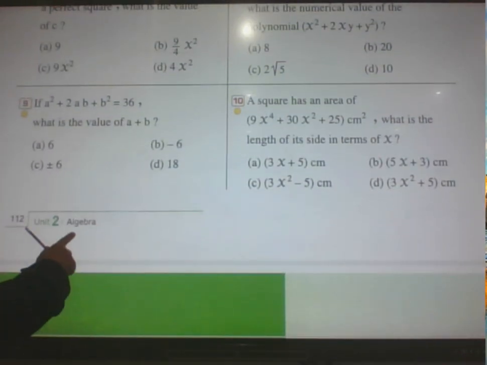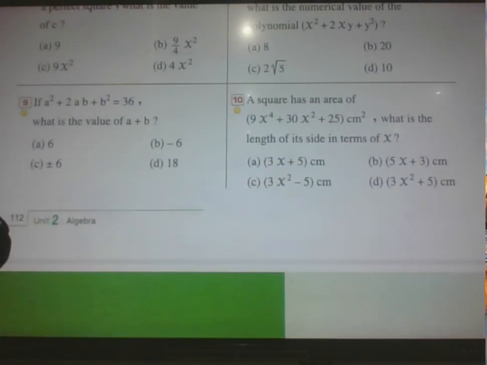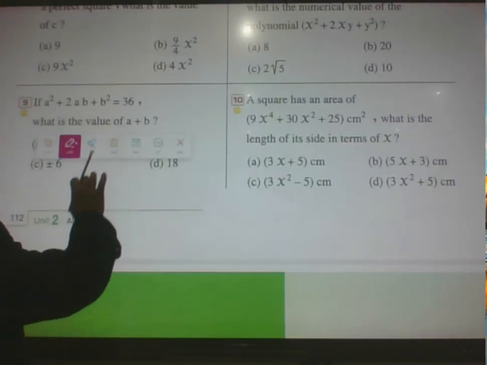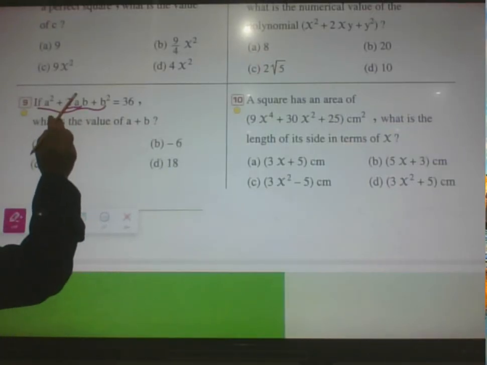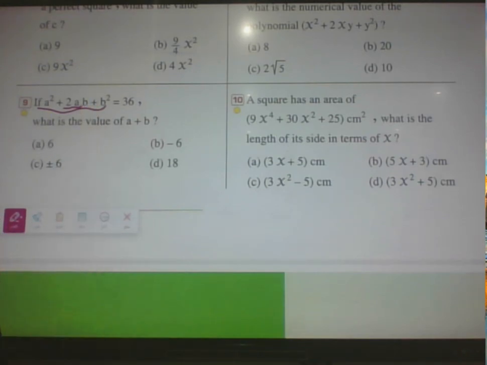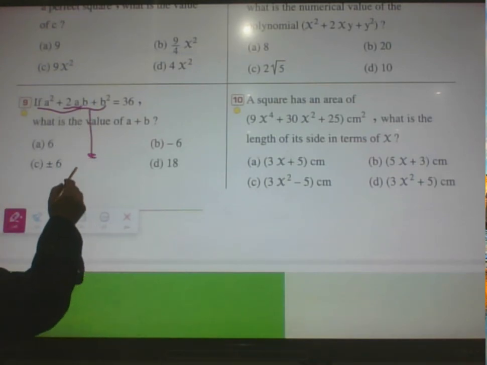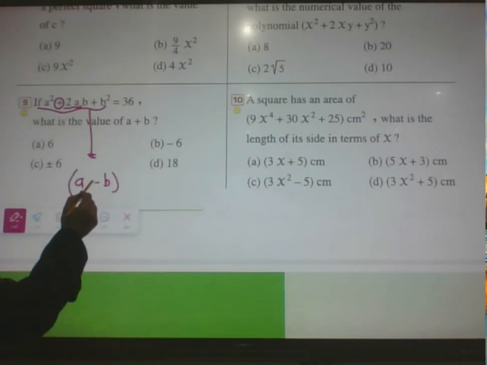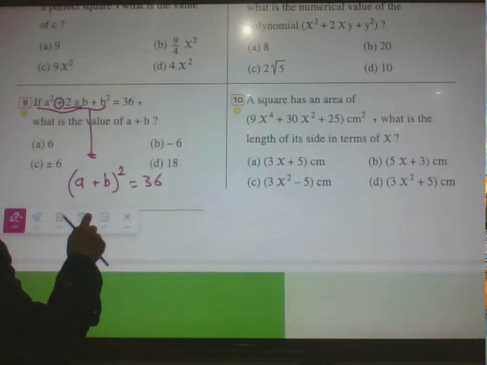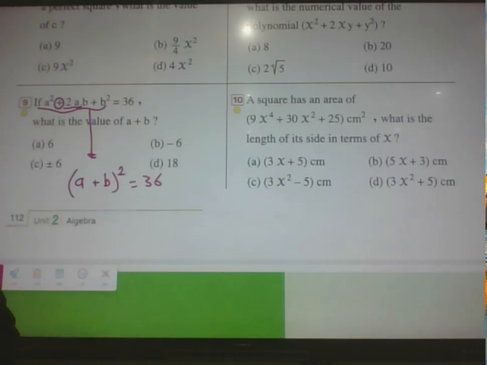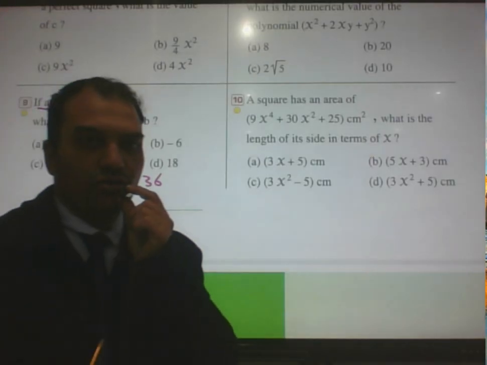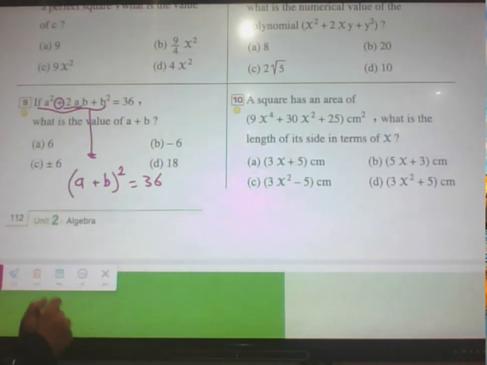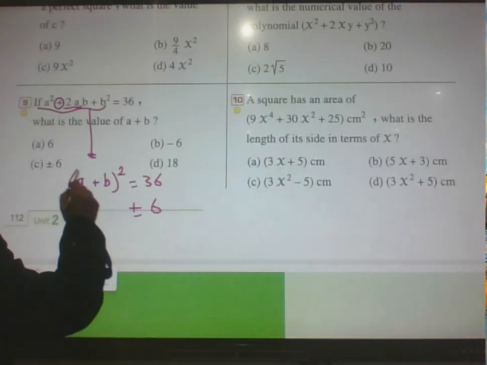Next question down here, question number 9. Last questions 9 and 10, okay? Question number 9: if a² + 2ab + b² equals 36, what is the value of a + b? This expression we call a perfect square because the middle term equals the square root of the first and third times 2. It means we can factorize it: the square root of the first, a, the square root of the third, b, with the middle sign positive, all squared. The answer will be 36. Now we can find a + b by writing the square root, positive or negative, of 36. The square root of 36 equals 6, so the answer is positive or negative 6.